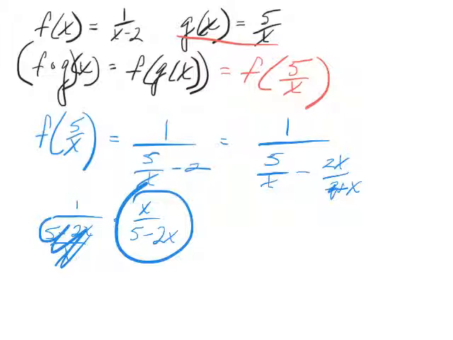Alright, so let's erase this, and let's put the answer here. x over 5 minus 2x. So I'm going to erase the other blue so we can do the next part.